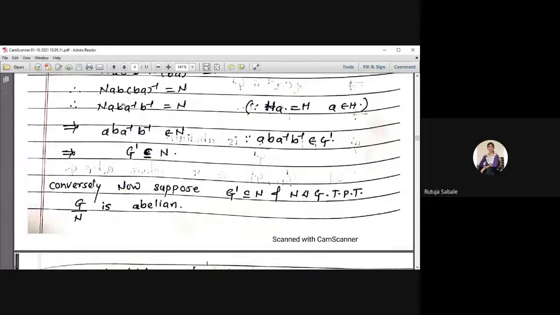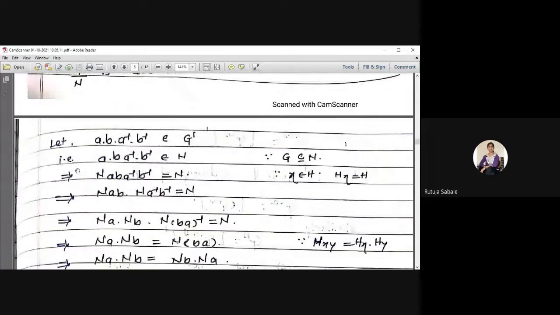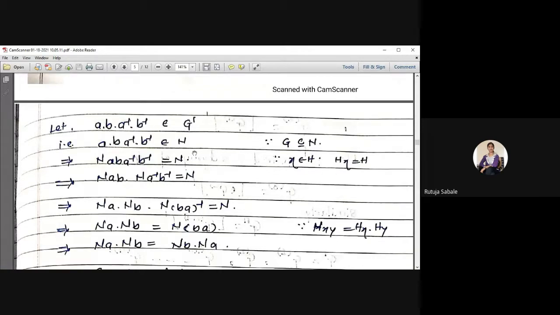Every element of G dash is in the form of A, B, A inverse, B inverse. Why? This G dash is the commutator subgroup, the derived subgroup, generated by the commutator set U. The element in U is in the form of A, B, A inverse, B inverse. Hence, this element is going to G dash. That is, G dash is contained in N.